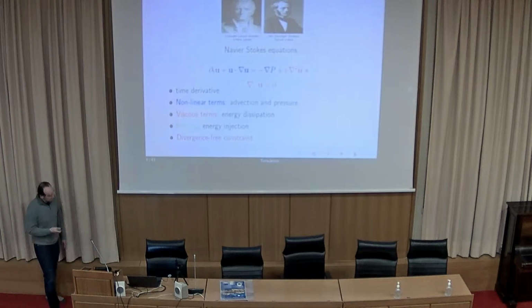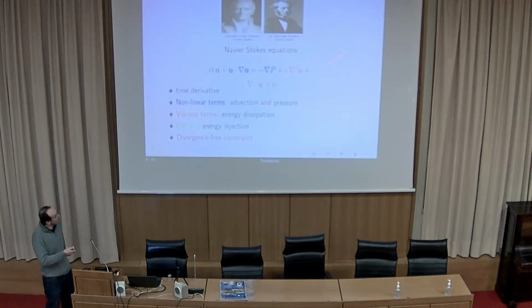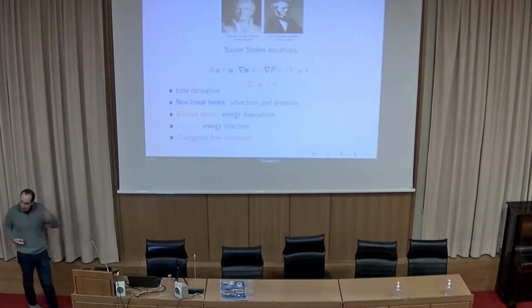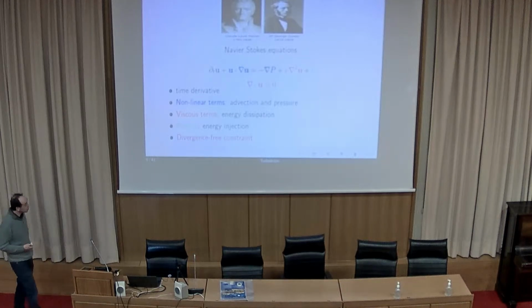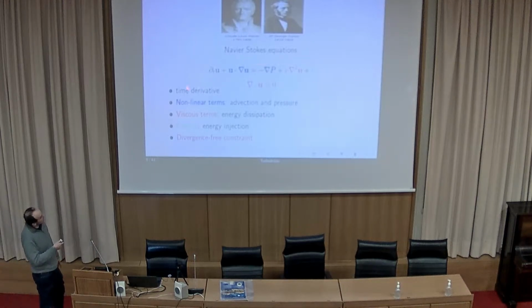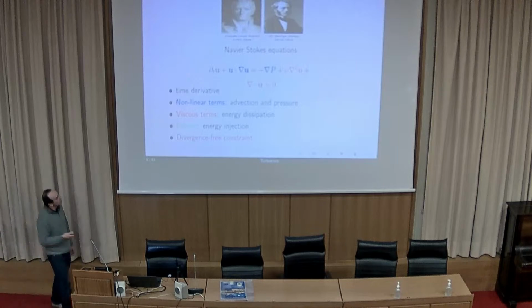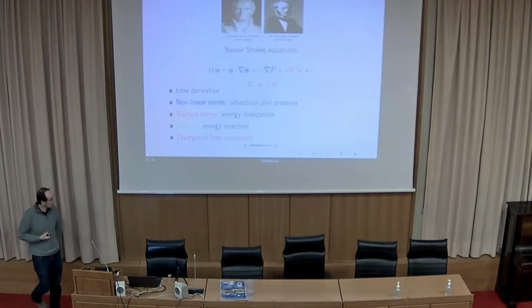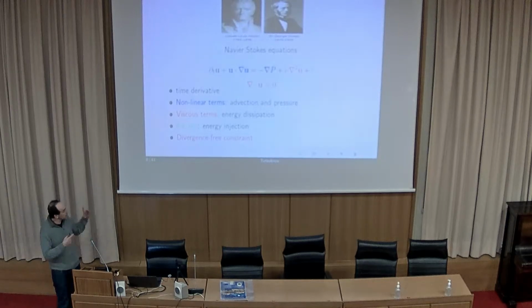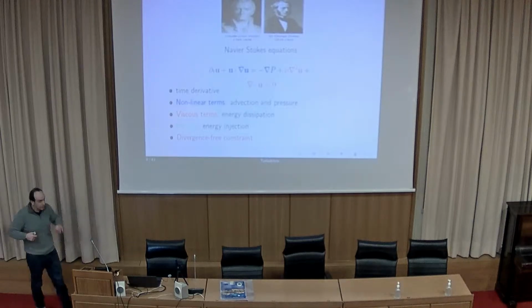What are we looking at? The equations that we are solving have been known for a very long time, named after a French engineer, Navier, and a British mathematician, Stokes. The Navier-Stokes equations: this is the time derivative of the velocity. We have a nonlinear term, the advection, plus the pressure. Viscosity is responsible for dissipating the energy, and in general we also consider a force that injects energy into the system. Okay, looks very simple, and you can put it on a t-shirt.